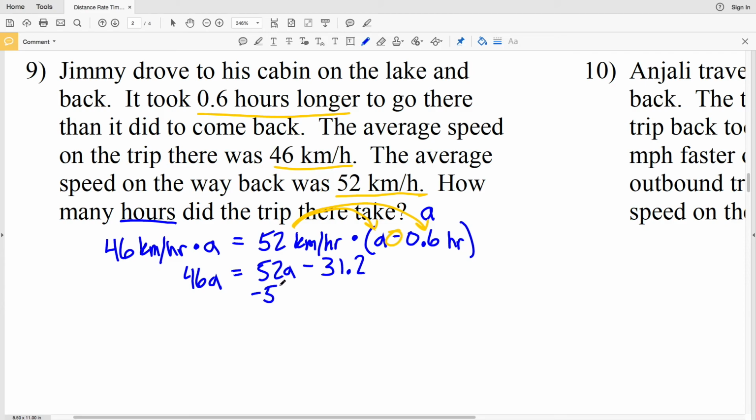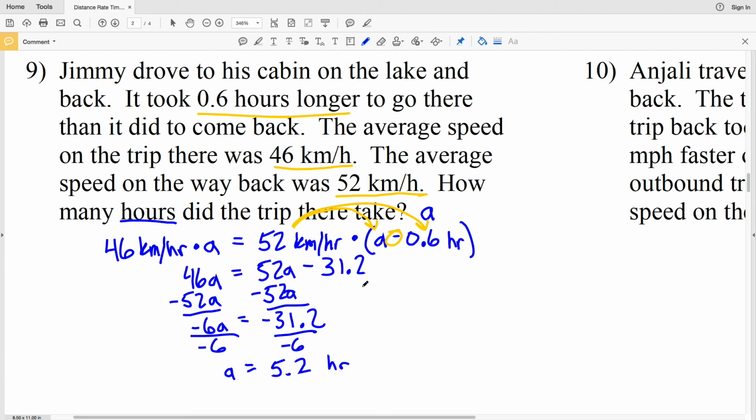Next, I'm going to subtract 52A from both sides to move my variable to one side of the equation. 46A minus 52A is going to give me a negative 6A, and that's equal to negative 31.2. When I divide by negative 6, I'll get that A is equal to a positive 5.2. And remember, our variable represented hours, so this is 5.2 hours. So it took 5.2 hours for the trip there.